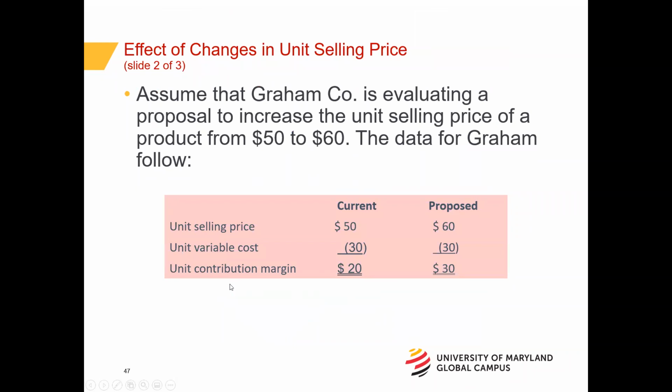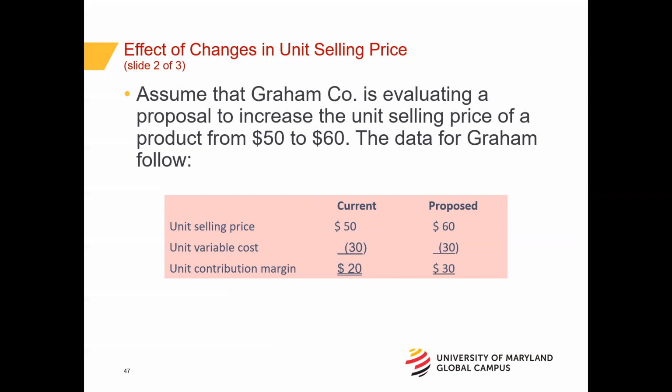Let's look at it from an example. Different example, totally different company. Now, I currently sell my products at $50 per unit. My variable cost is 30. My unit contribution margin is 20. Sales minus variable cost equals contribution margin.